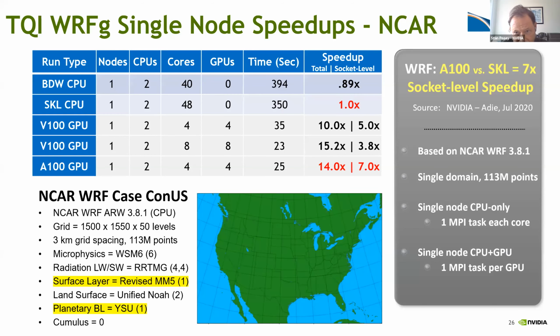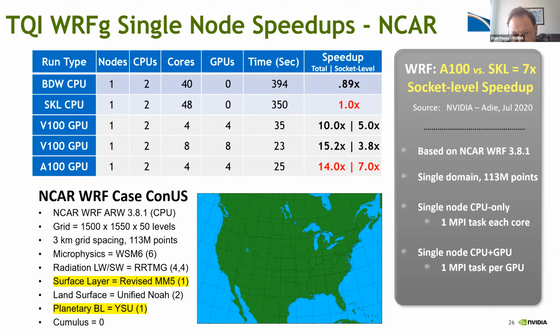And the final case I'm going to show is one from NCAR, looking at a larger number of grid points, in this case 113 million. What I showed you previously were all under 50 million. This is a 3-kilometer grid spacing, and you can see the details of the physics that were used. And the same thing here, we had to modify this. This was using CONUS physics suite, but we had to modify this to get it to run. It predates what I showed you earlier, so we haven't gone back to run the CONUS physics suite. But again, we ran the revised MM5 for surface layer. Planetary boundary layer was YSU. Everything else matches what's in the CONUS physics suite.